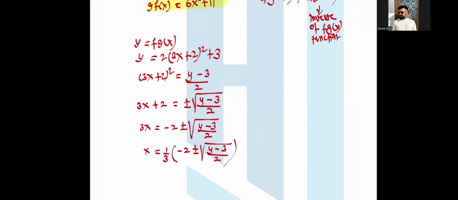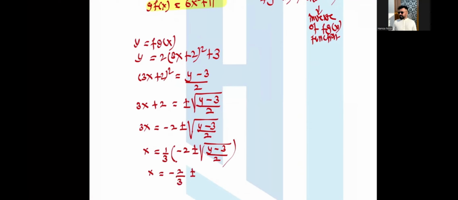Then we can say 3x = −2 ± √((y − 3)/2), and then x = 1/3 multiplied by (−2 ± √((y − 3)/2)). We can write this as x = −2/3 ± (1/3)√((y − 3)/2). Now in place of x, I'm going to write the inverse of fg(x), and in place of y, I'm going to write x.